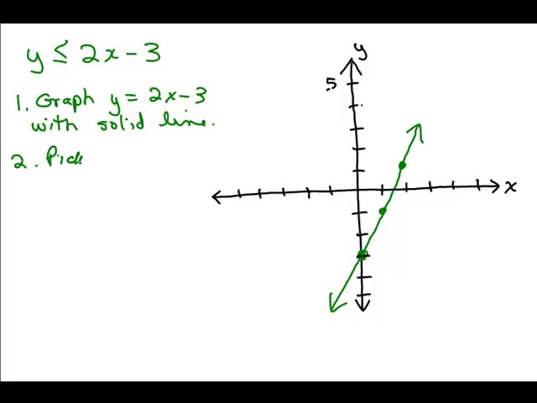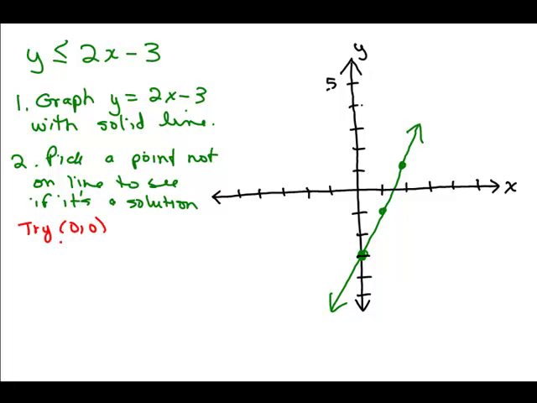So pick a point not on the line to see if it's a solution. Now, any ordered pair not on the line can work. Okay, so I'm going to try 0, 0, like I did in the first video, into y is less than 2x minus 3. So now I'm trying to find out, we already know where the solid line is. I'm actually just going to do the other part. Remember, this is broken up. I've got two things to graph. Y is less than 2x minus 3 and y equals 2x minus 3. Both of those together represent the solution.